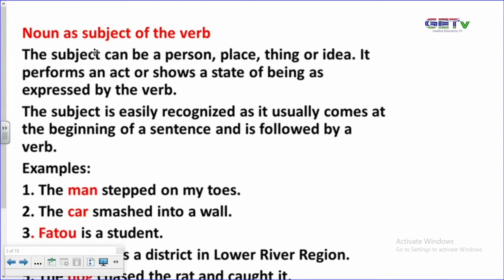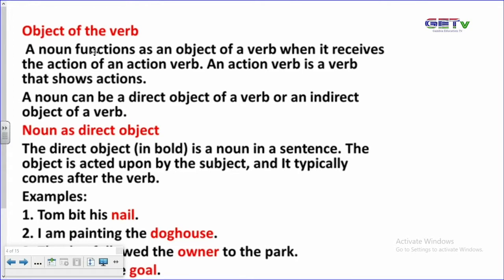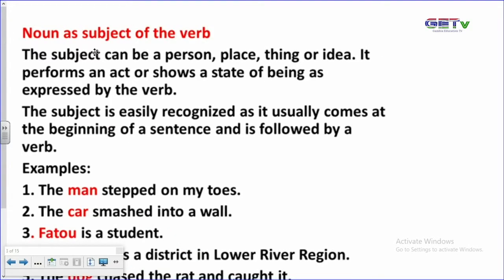Fatu is a student. So when you look at that, Fatu is the subject. Here it does not do anything, but it shows a state. We said Fatu is a student. We said Kiang West is a district in Lower River region. So if you look at all these examples, these are examples of a noun functioning as subject of the verb.